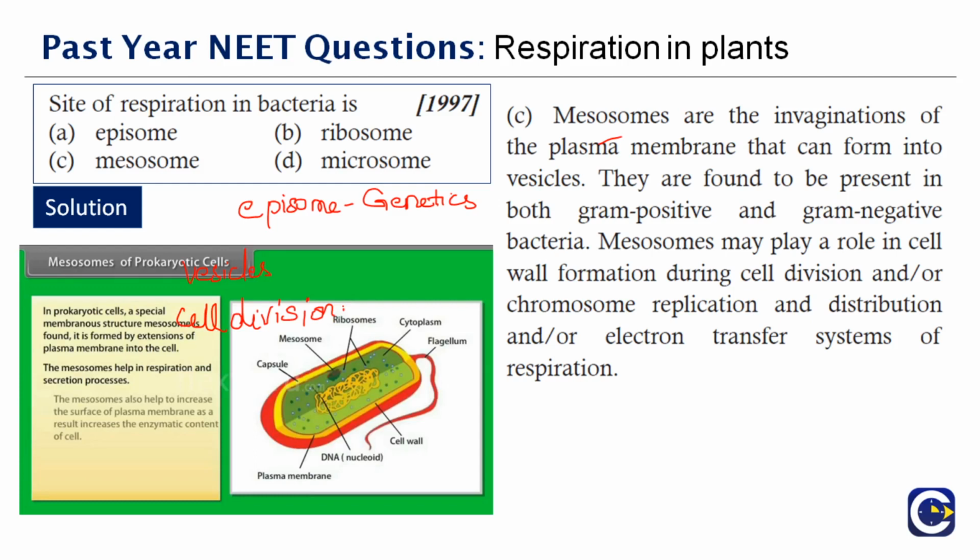Here I have given you a picture which shows what a mesosome is in prokaryotic cells. In prokaryotic cells, special membranous structures called mesosomes are found, formed by the extension of the plasma membrane into the cell. Where do you see the mesosome here? Here you see, right? The mesosomes help in respiration and secretion. They also help to increase the surface of the plasma membrane, as they are nothing but foldings. So they increase the surface area. Therefore, the correct answer to this question is option C.